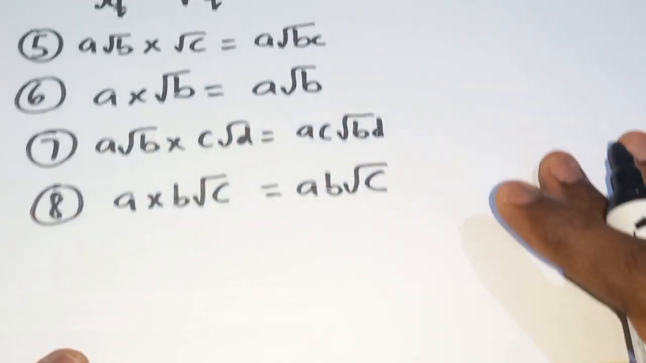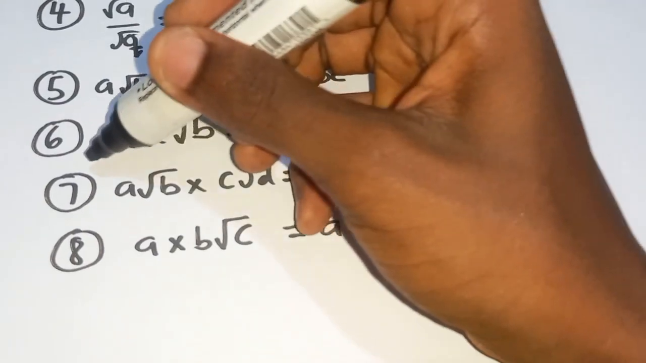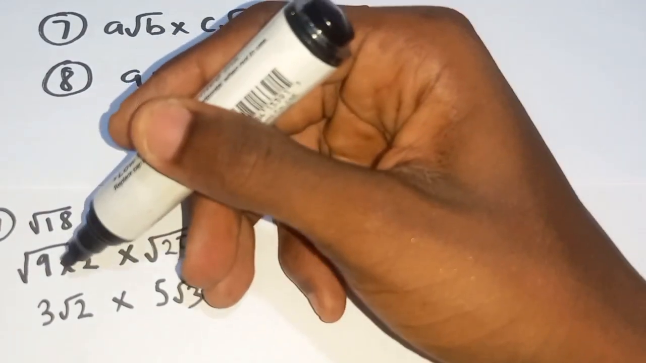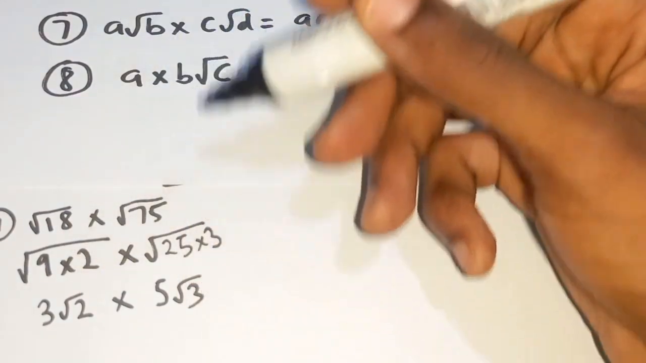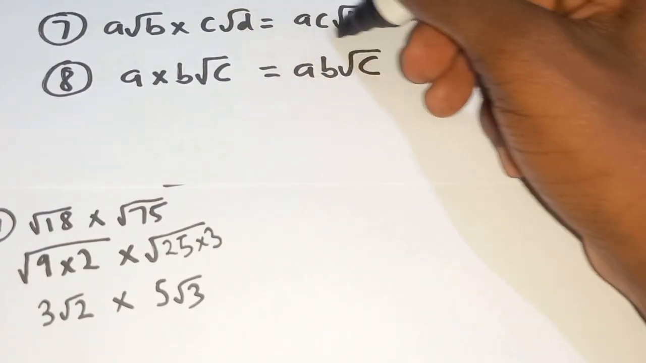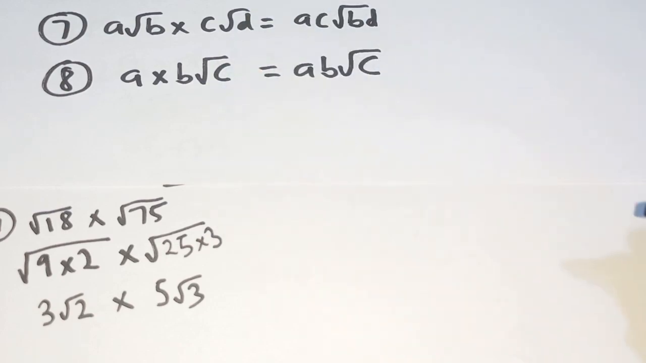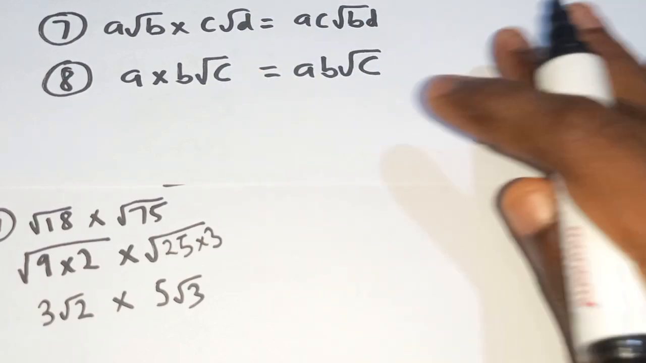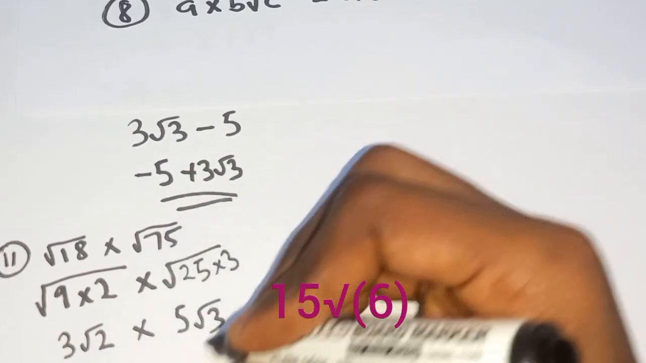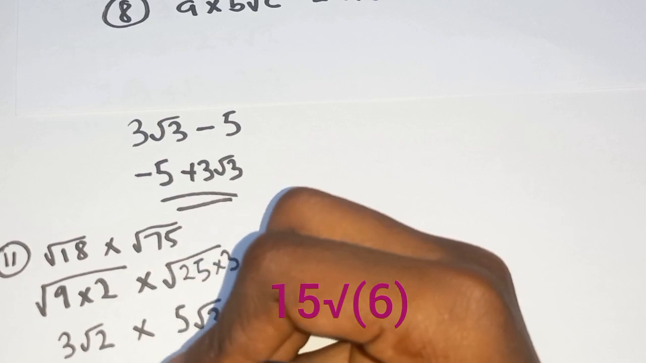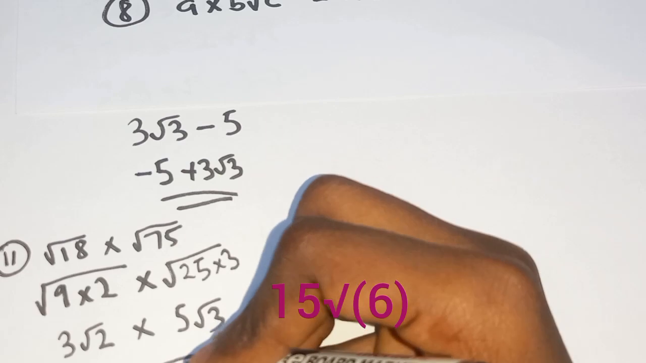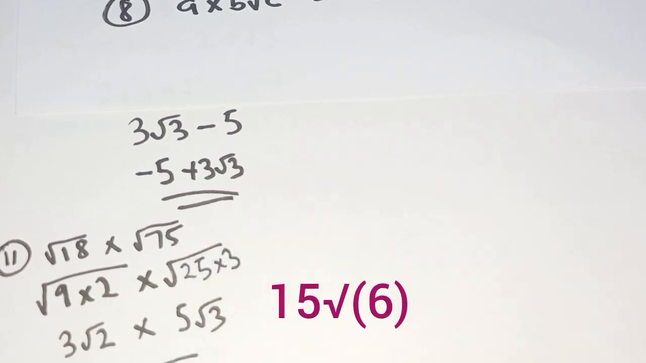Let's confirm from our property. From property 7, confirm. 3 is a, b is 2, 5 is c, d is 3. So then we get this solution. You multiply the ones outside and multiply the ones inside. Simple as that. So 3 times 5 is 15. Root 6, I've said the answer. 3 times 2 is 6. So this is the answer for this question.